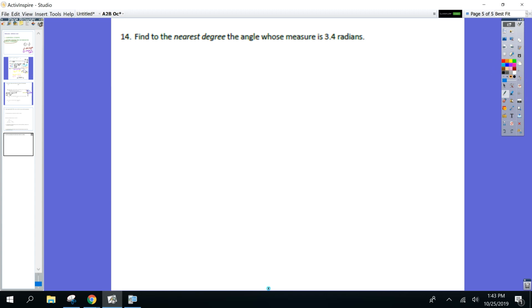It's something we haven't talked about yet. Nearest degree, an angle of 3.4 radians. And you're going to degrees. Where can I look for that conversion? On the formula sheet. Everyone go ahead and let me know what I got to multiply 3.4 by. Don't yell it out. I'll call on somebody. You're given radians, so look on your formula sheet. If I have radians, what do I multiply by?